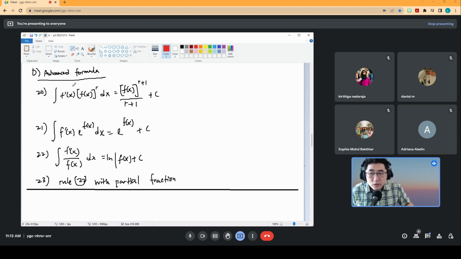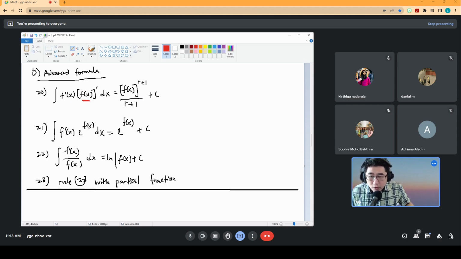So this advanced formula is more like recognizing. You are required to recognize. If you recognize the formula is in this form, we can write it like this. So what is the form? For number 20, if you have an f(x) and the differentiate of the f(x) outside, there's a power r, so the result will be this.